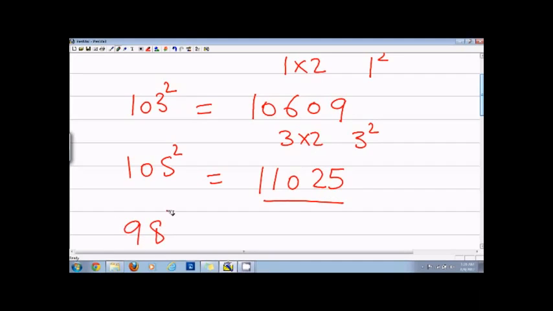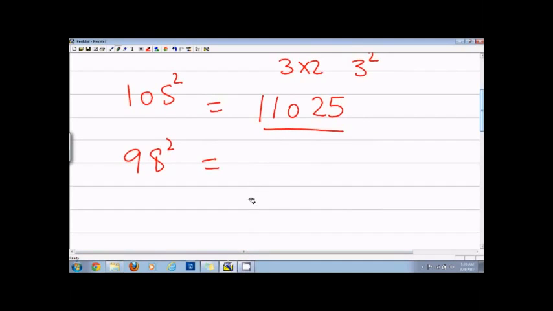in this case our x is 2 less than 100, so that will be minus 2 into 2, so that will be minus 4. So 100 minus 4 is 96, and then minus 2 squared is 4, so 9604.